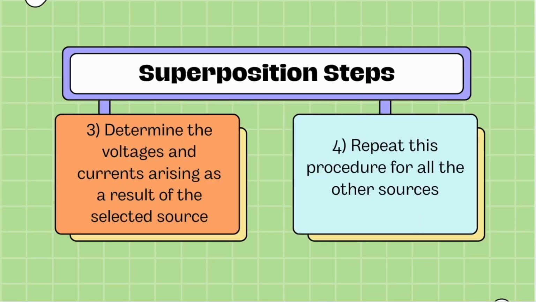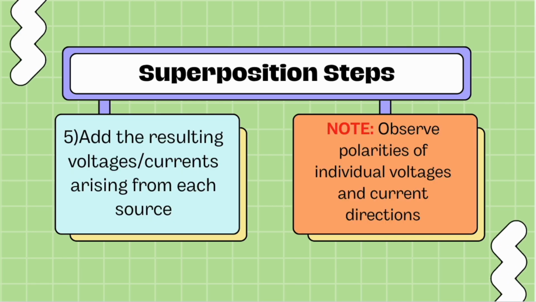Step 3. Determine the voltages and currents arising as a result of the selected source. Step 4. Repeat this procedure for all other sources. 5. Add the resulting voltages and currents arising from each source, and note, it is vital to observe polarities of voltages and current directions.